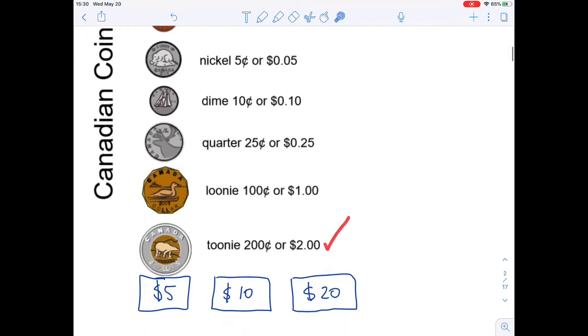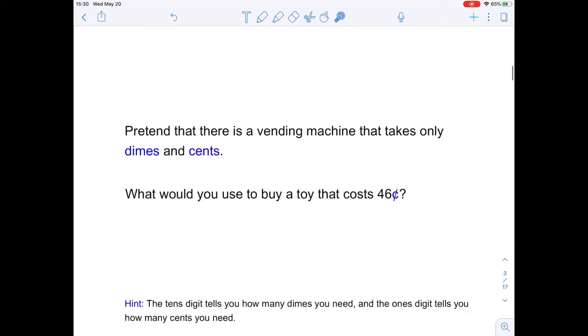And then we get into our bills. We have the $5, $10, $20 bills. And of course, we also have the $50 and $100 bills. All right, let's jump into our math.